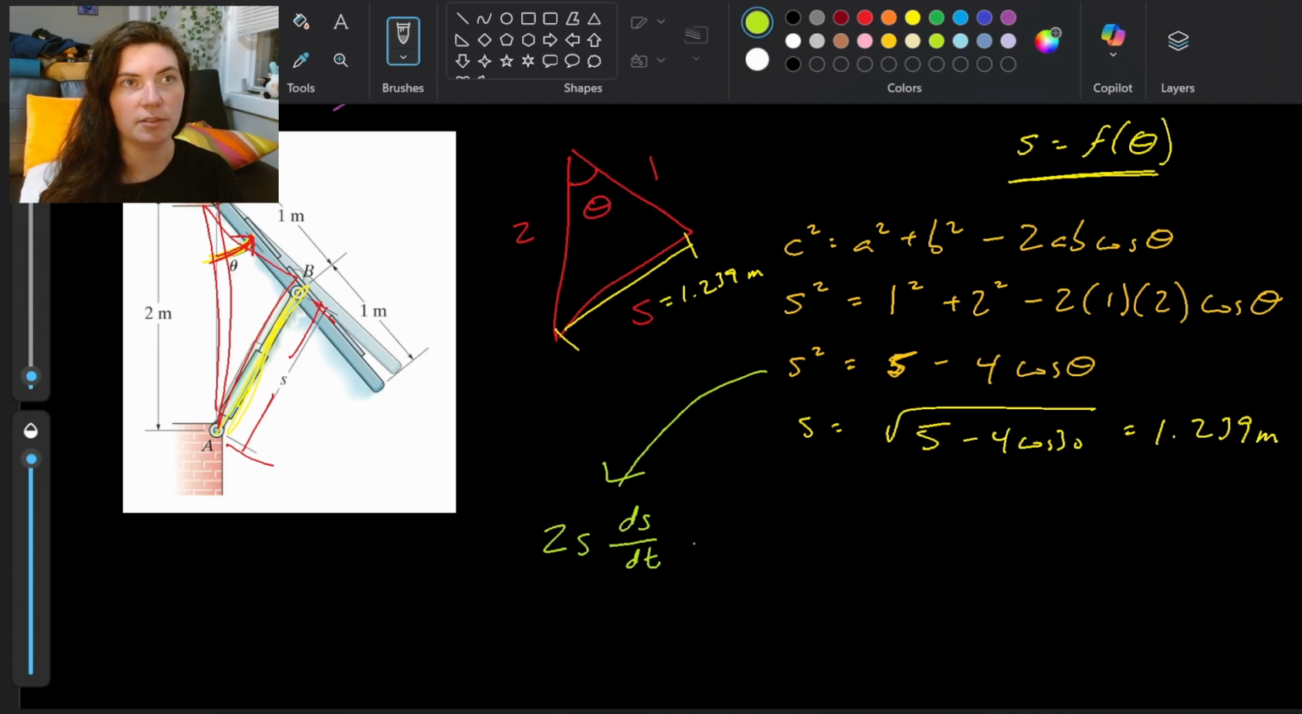My derivative of 5 is just a constant, so its derivative is always going to be 0. Minus, and then the derivative of 4 cosine theta: the derivative of cosine is negative sine, so I'm actually going to get positive 4 sine theta, and then again, it's implicit differentiation, with respect to time, d theta dt.